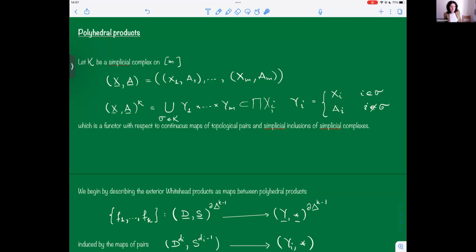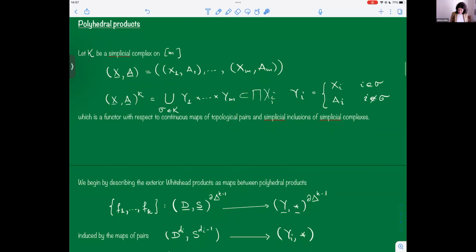Good. So as I said, our aim is to study Whitehead products or higher Whitehead maps in polyhedral products, and try to describe as many relations between them as we can. So to start with, we'll start with things that we know.